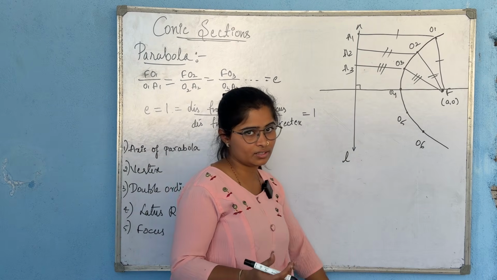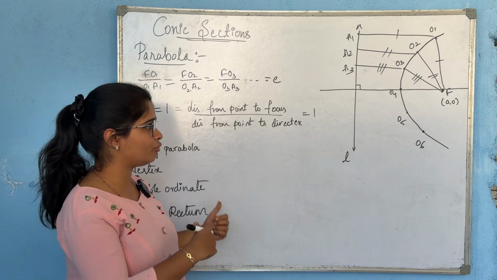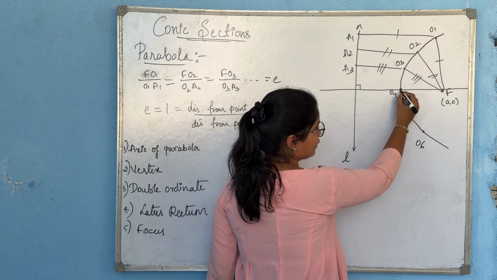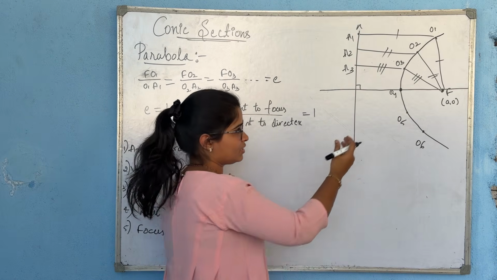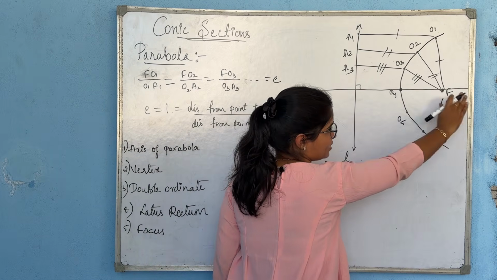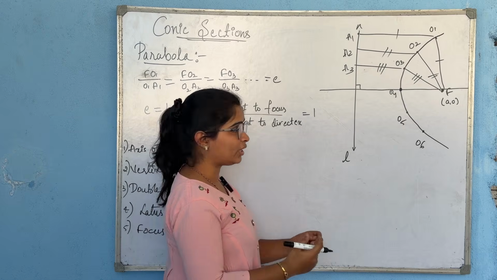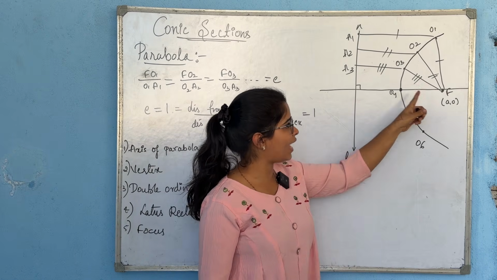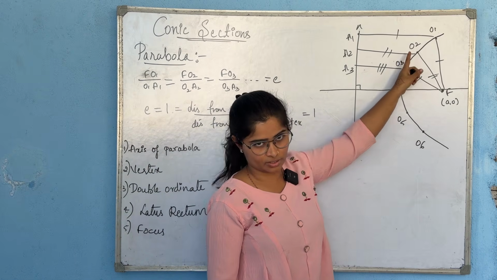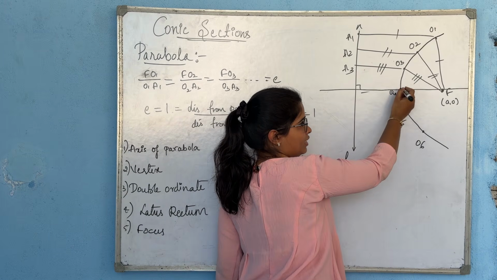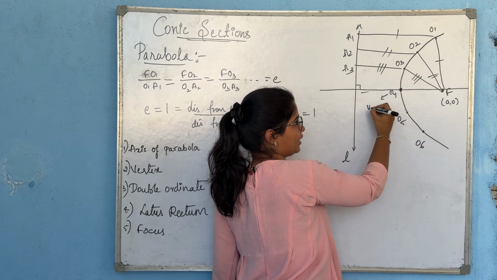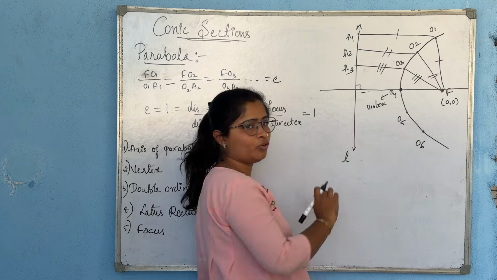And now, as discussed, the vertex, what was the vertex? It was the point which cuts the conic section, clear. It is a point which cuts the conic section on the axis of parabola. So what is the vertex? It is the intersection of the axis and the conic section. Such a point is called the vertex. And here in our case O4 is the vertex.